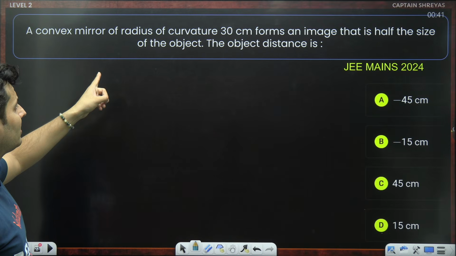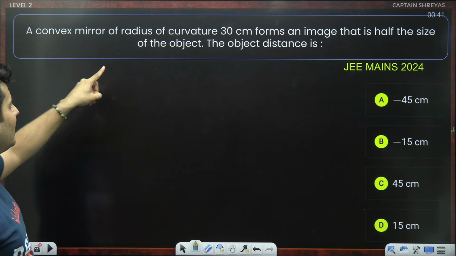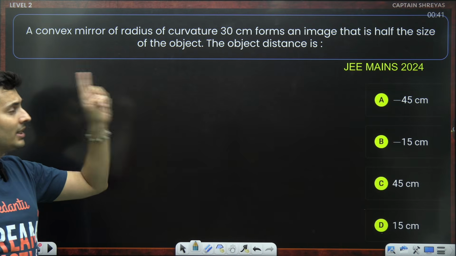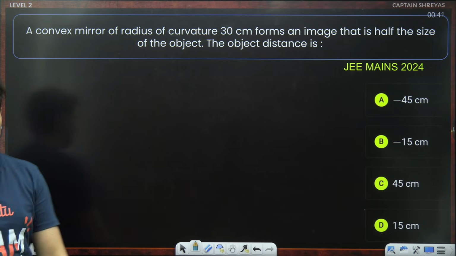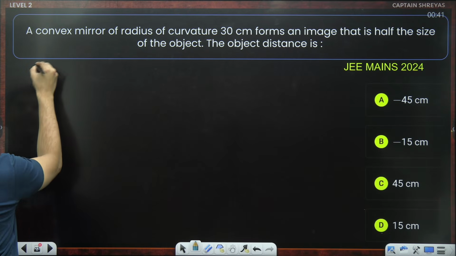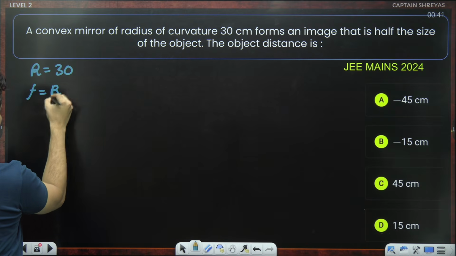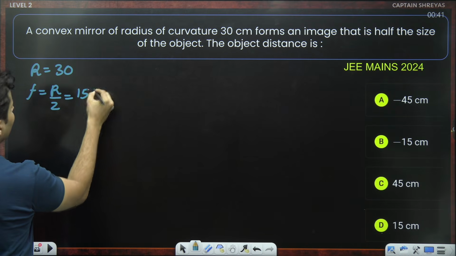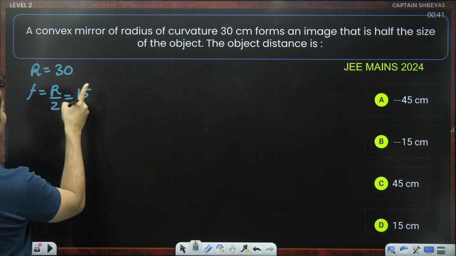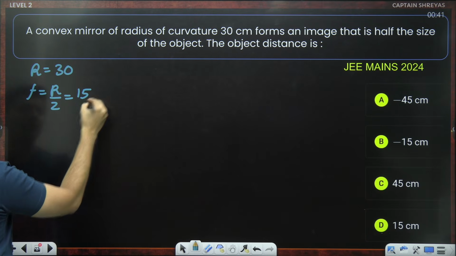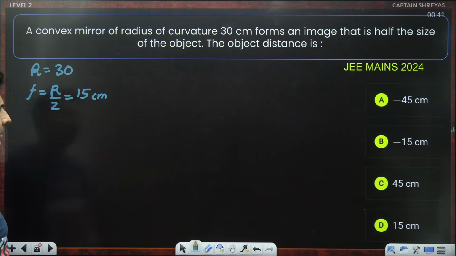The radius of curvature is 30. Image is half the size. The object distance is how much? That is the question. So if the radius is 30, the focal length will be radius by 2, which is 15, and it is convex, so it should be positive. Perfect. So focal length is 15 centimeters.